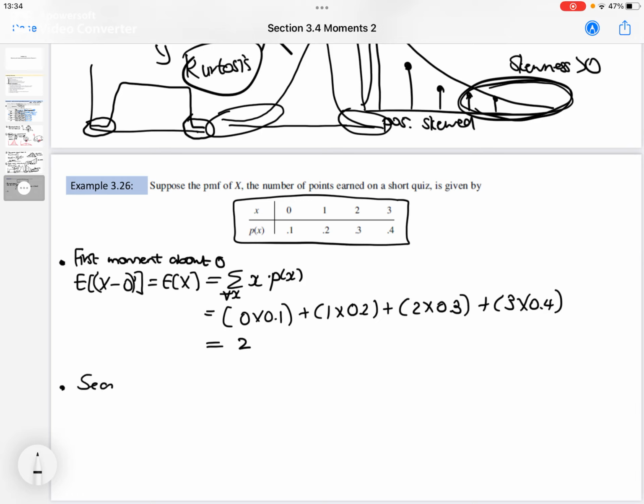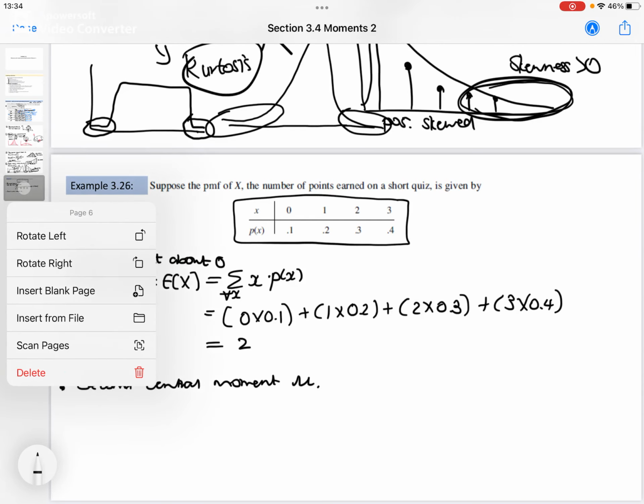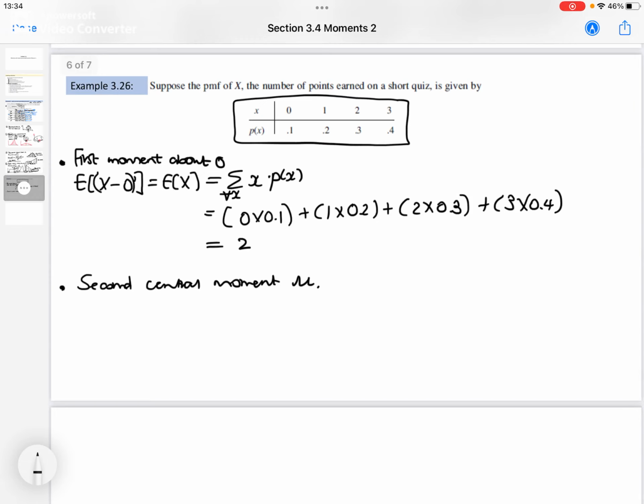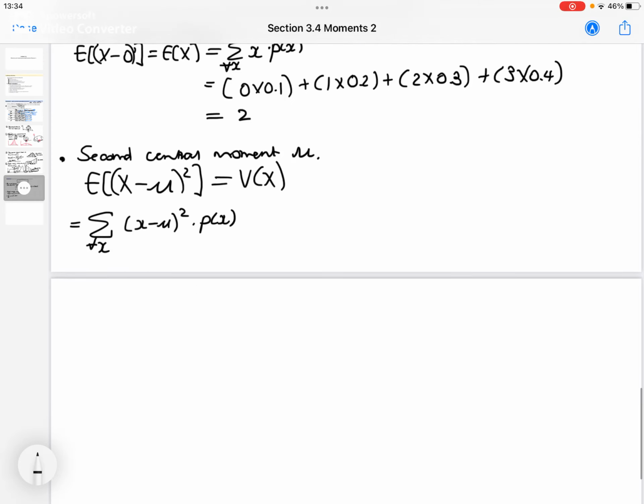Alright, now calculate the second central moment about mu. Now what am I asking you to calculate here? I'm asking you to calculate the expected value of (x minus mu) squared. And so by definition, this is equal to the variance. Alright? And so the expected value of a function, we know that is equal to the sum over all possible values of x of that particular function times the probability.